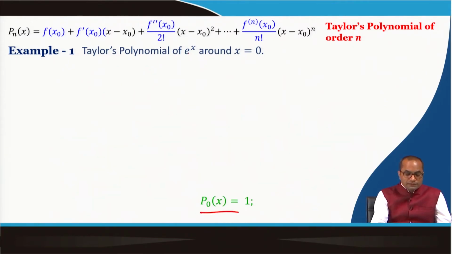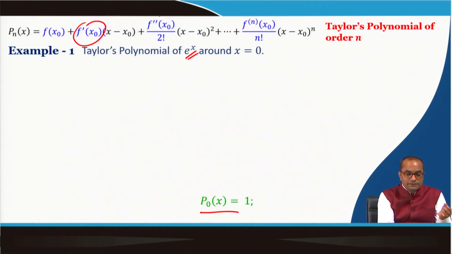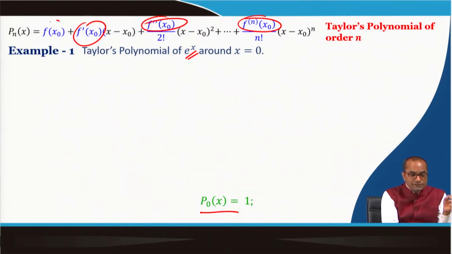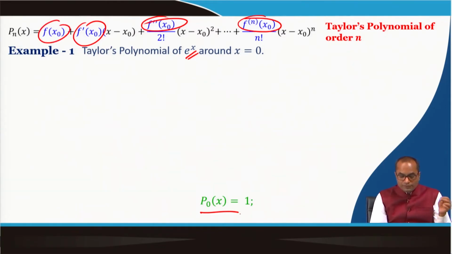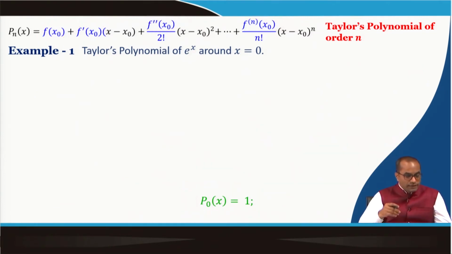So for this function, all the derivatives will be e power x, and at 0 we will have e power 0, that is 1. So all the derivatives which will appear here in the Taylor's polynomial will have just value 1, and f(x naught), this is also 1.